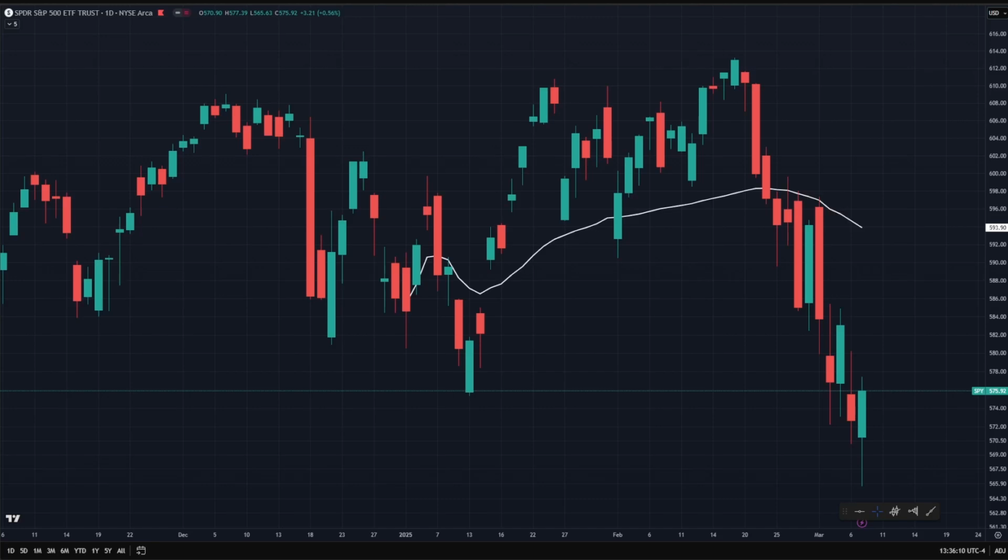Another week of relentless selling in the markets, but hang in there, because I think we're going to see a small market bounce this coming week. So let me start with the SPY chart. This is the SPY daily chart.